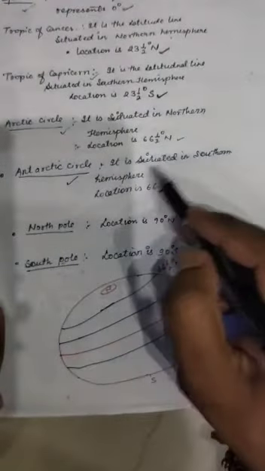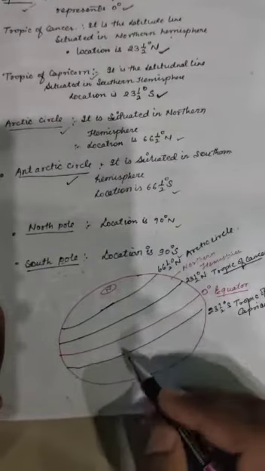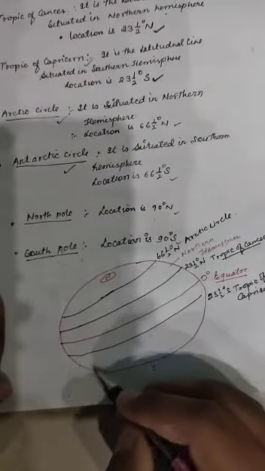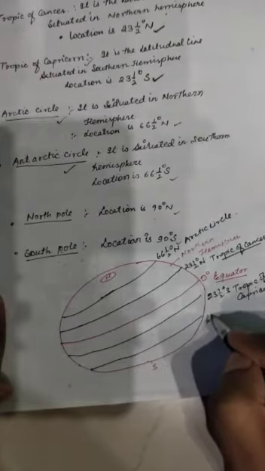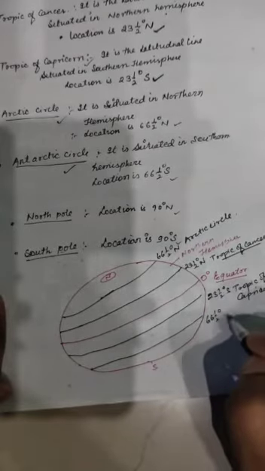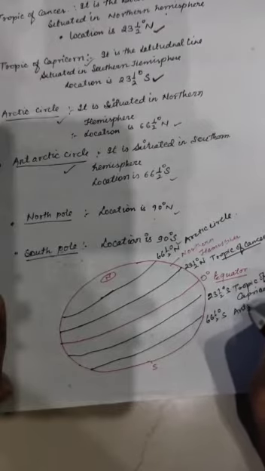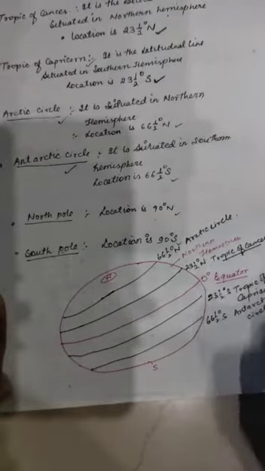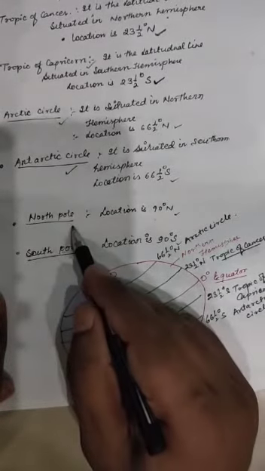Next is the Antarctic Circle. It is situated in the southern hemisphere. The location is the same as the Arctic Circle, 66.5 degree south. That is the Antarctic Circle.